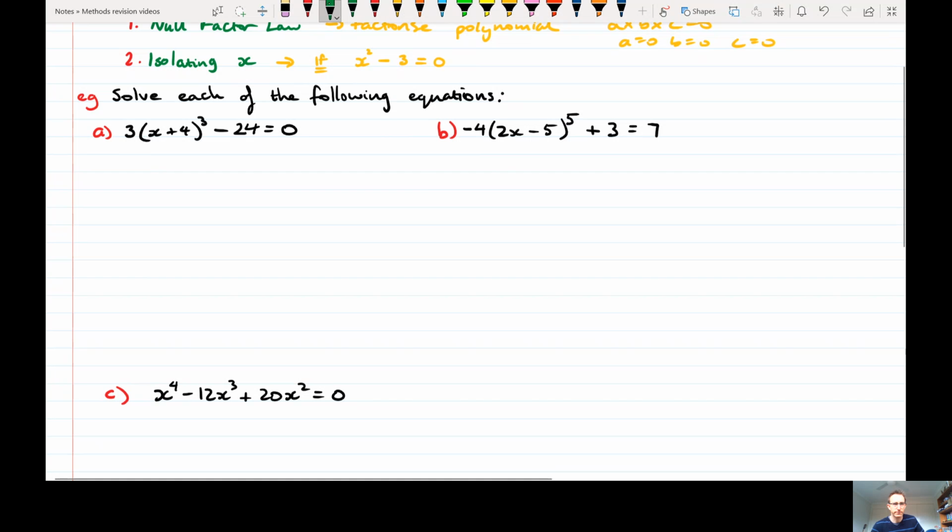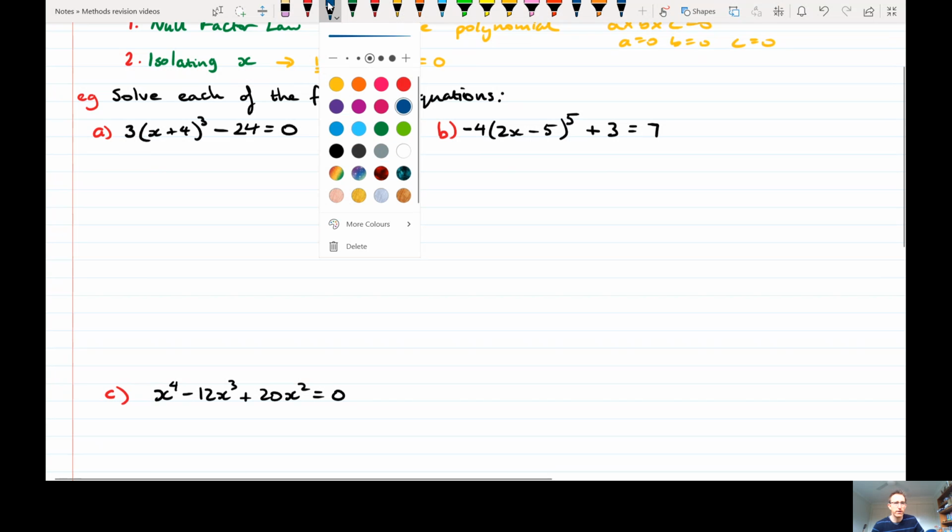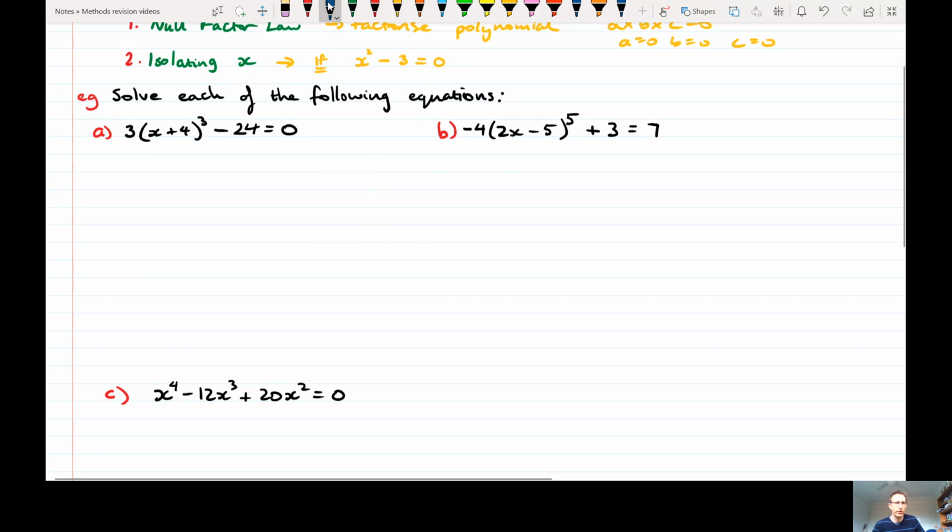So this first one, we're going to solve 3 bracket x plus 4 cubed minus 24 equals 0. Now, in this case here, we have a single x term cubed. Doesn't really look like it, I guess. It's x plus 4, but in our minds, we can consider that whole thing as a single term, which means I'm going to use the isolating x method. It'd be a lot harder for me to try to factorize this than to isolate x.